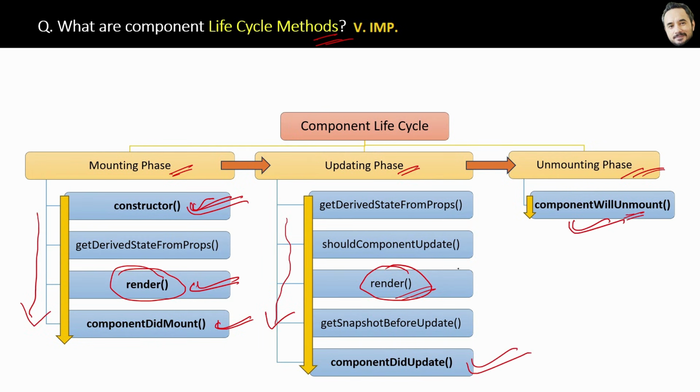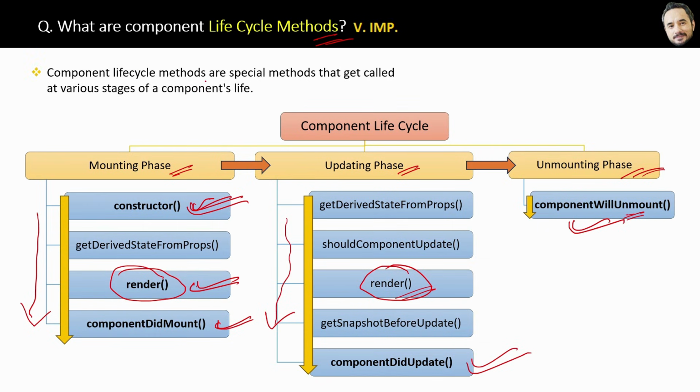Finally, here is the simplest and easiest definition of component lifecycle, which is very easy to remember. Component lifecycle methods are special methods that get called at various stages of a component's life. And then you can name any 4 to 5 methods in your interviews and your selection is confirmed.